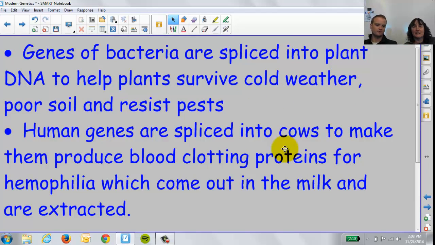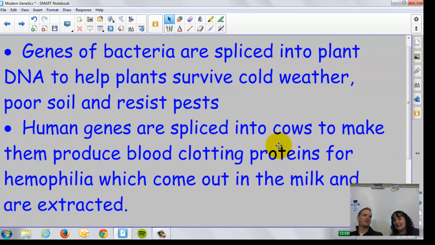Yeah. The genes of the bacteria are spliced into plant DNA to help plants survive cold weather, poor soil, and resist pests. I've heard of this one. There's a new type of rice, and rice is supposed to flood sometimes, not all the time. So it's more flood resistant. I've seen that before too. Oh, okay. That's kind of cool.